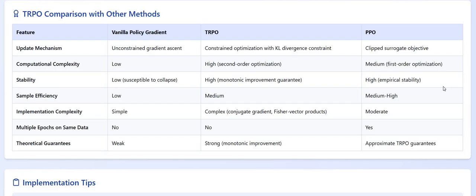Then there is PPO, proximal policy optimization, which we will look at, and it is kind of a middle ground. Instead of hard constraints, it uses a clipped objective function, and that makes it lighter than TRPO, and it is easier to implement too. You can also reuse data for multiple epochs, which improves sample efficiency. So, to sum it up, VPG is fast but unstable, TRPO is stable but heavy, and PPO is somewhere in between, balancing practicality and safety.